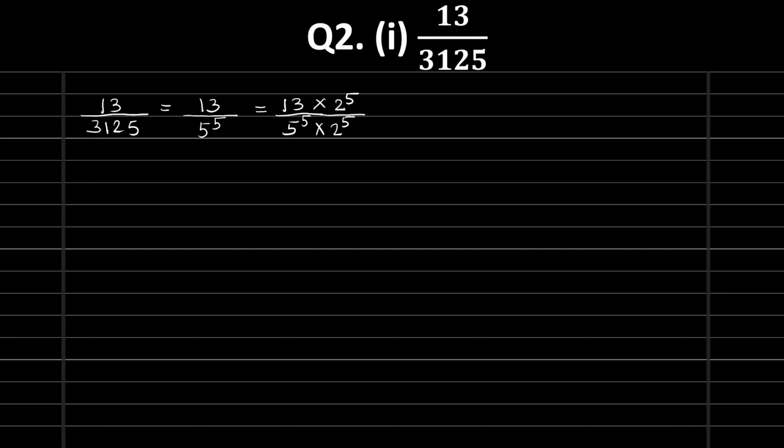So this is going to give us 13 into 2 raised to 5, which is 32, and 2 raised to 5 into 5 raised to 5. It can be written as 2 into 5 whole raised to 5. So simply it can be written as 13 into 32 upon 2 into 5 is 10, 10 raised to 5. Now if you multiply 13 with 32, you are going to get 416 as a product, and 10 raised to 5 is 1 lakh.